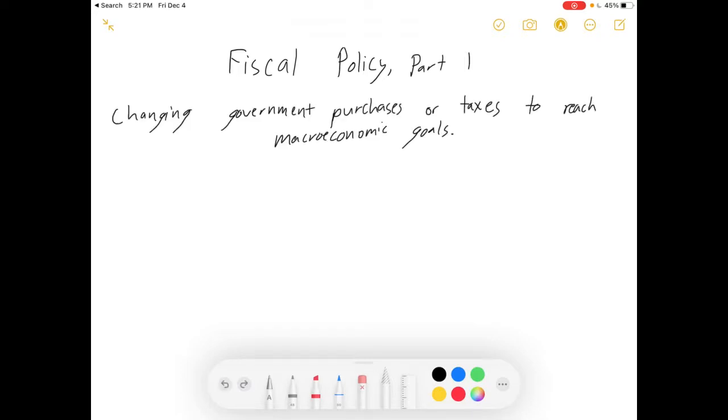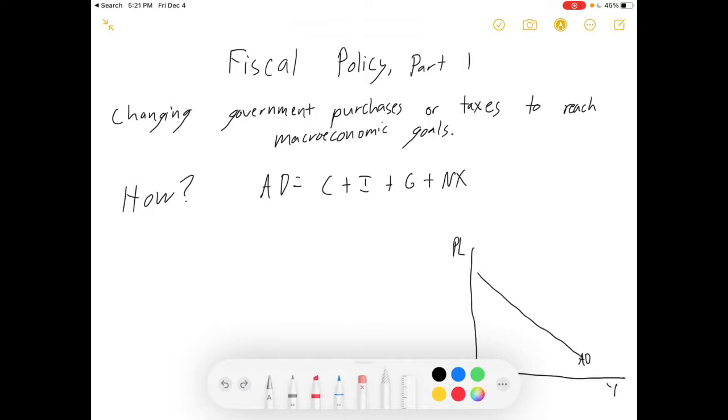First of all, what is fiscal policy? It is when we change government purchases or taxes to reach our macroeconomic goals. So we're going to change government spending and taxes. How do we do this? Or how does this affect our macroeconomic goals? Well, our aggregate demand is C plus I plus G plus net exports. There's a very direct effect through G. If you change G, you can change aggregate demand. Changing government purchases will directly move it.